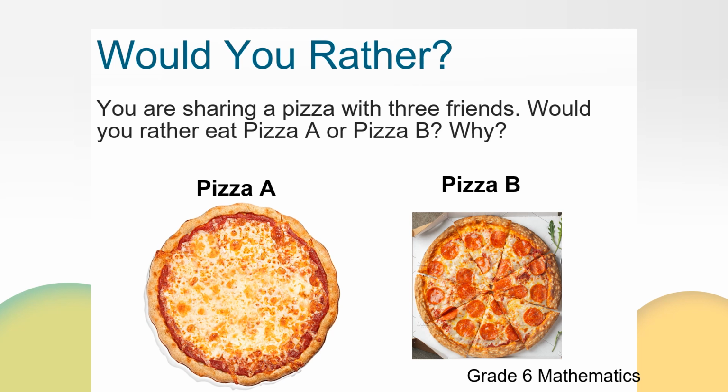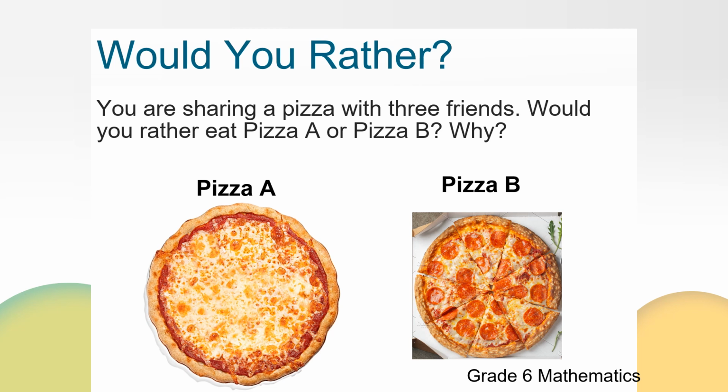If you're not feeling hungry, you might be thinking you would share pizza B with 3 friends because it's smaller and you might just want a snack. You also might prefer pizza B if you really like pepperoni pizza. However, if you are feeling really hungry, you might want to share pizza A. As you can see, pizza A is larger. It has more space. It has a larger area. Therefore, each slice of pizza you would eat would be larger on pizza A than pizza B.